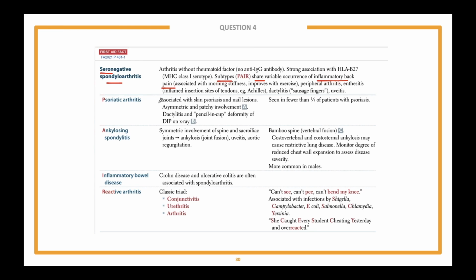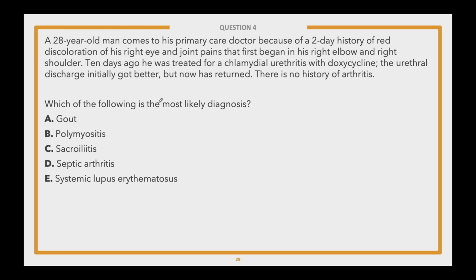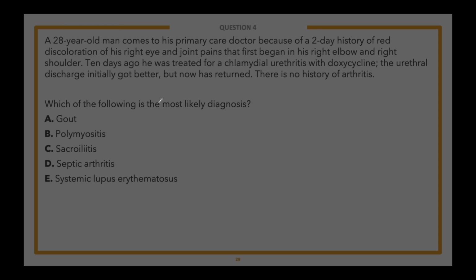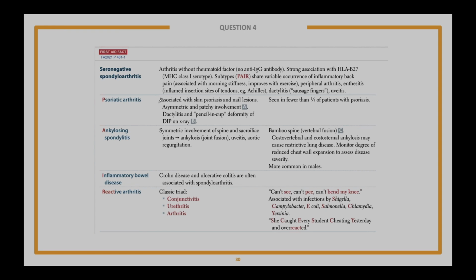Sacroiliitis is a painful condition where one or both of the sacroiliac joints become inflamed, and this can be a symptom of reactive arthritis, okay? So let's go back and take a look at the other answer choices. As you can see there now, answer choice C, knowing that sacroiliitis is common with these seronegative diseases, that looks a lot better. But let's take a look at the other answer choices as well.